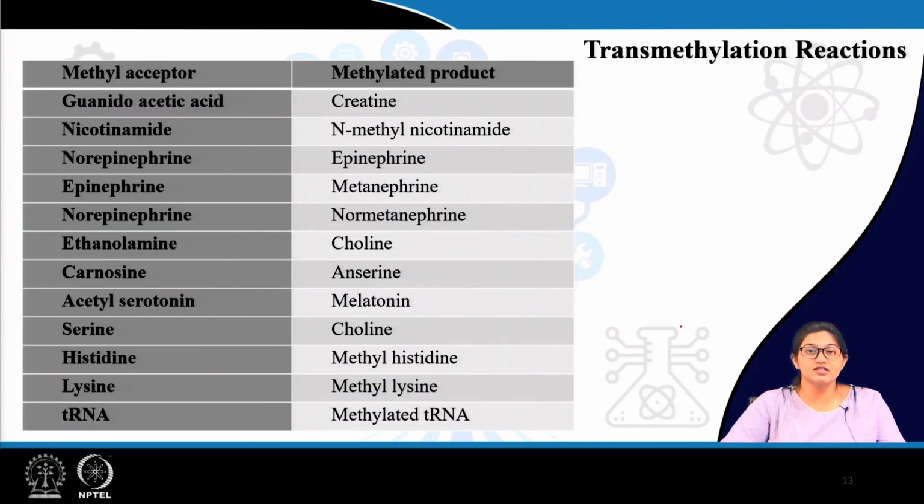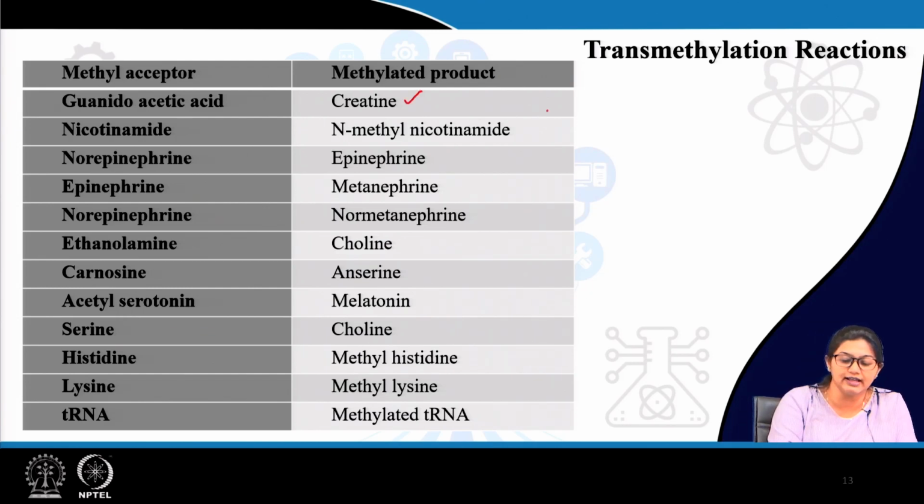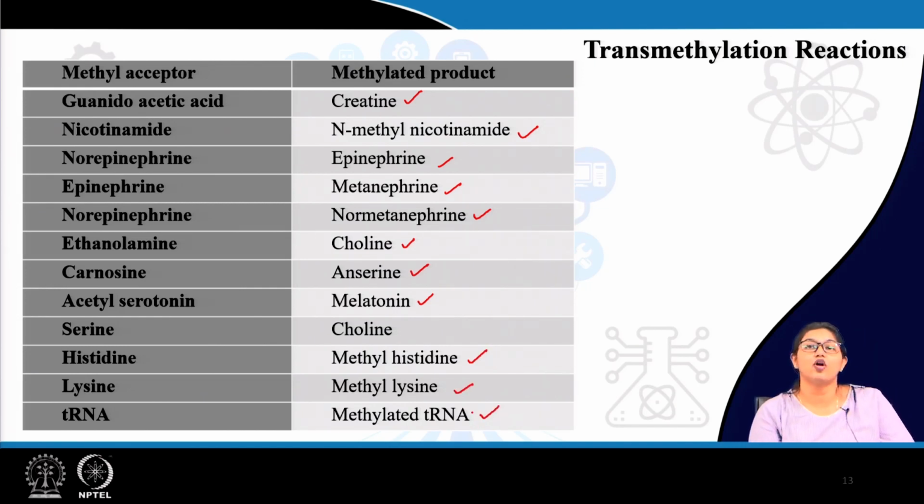So, here is the list of different types of transmethylation reactions. Here you can see formation of creatine, N-methyl nicotinamide, catecholamines like epinephrine, metanephrine, normetanephrine, then choline, anserine, melatonin, methyl histidine, methyl lysine, as well as methylated tRNA. Here the methylation reaction occurs where the methyl group donor is S-adenosyl methionine.